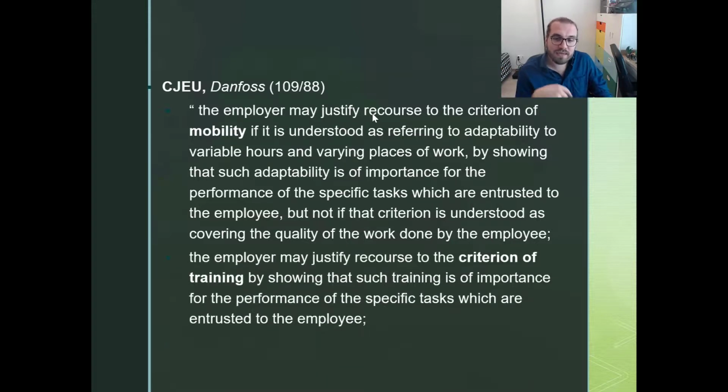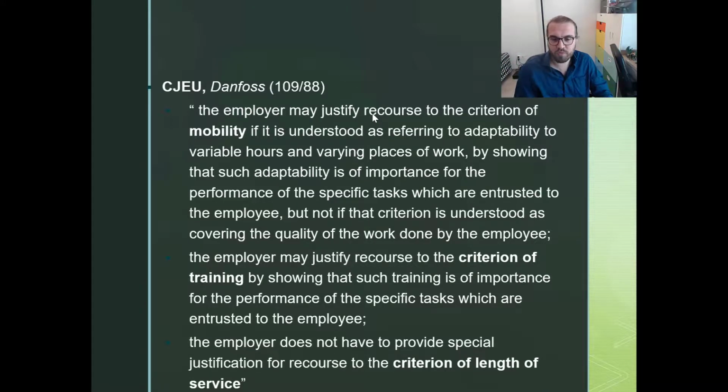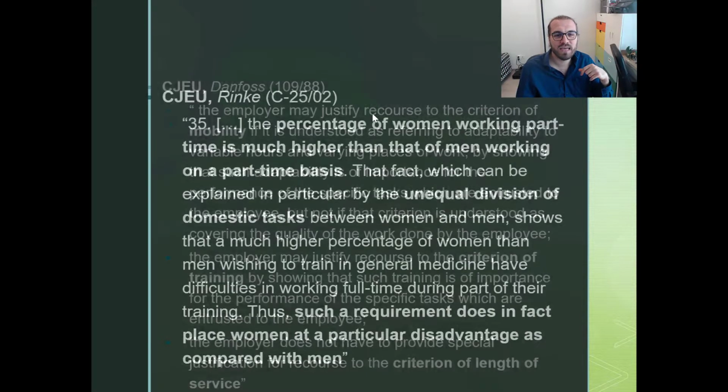The second criteria is training. You have a degree or not. The court says yes, but only as long as it's relevant for the tasks that are up for the promotion. And finally, the criterion of seniority, length of service, is okay for the Court of Justice. You don't need to justify the use of these third criteria. So you see, very nice scale of problems with different criteria.